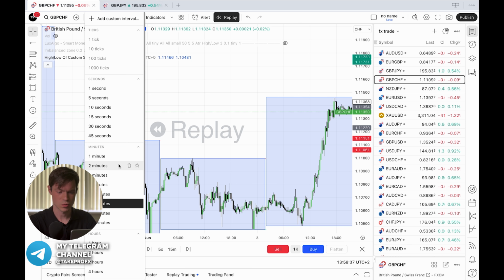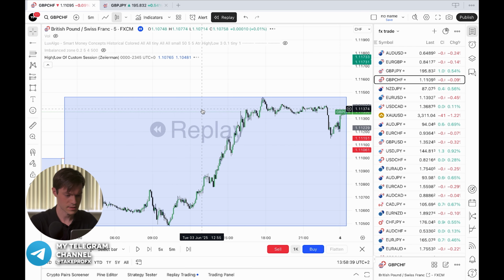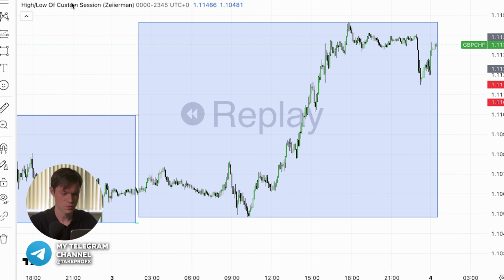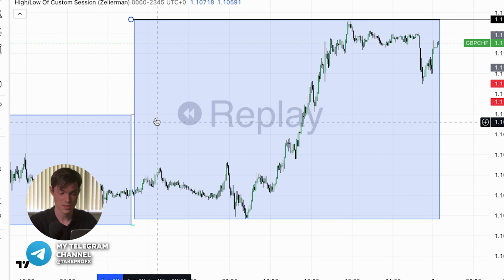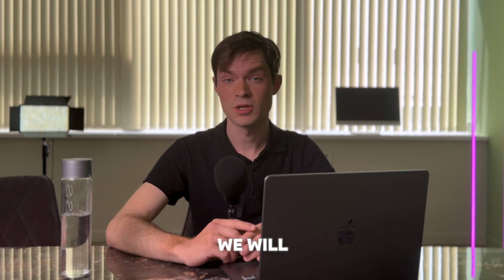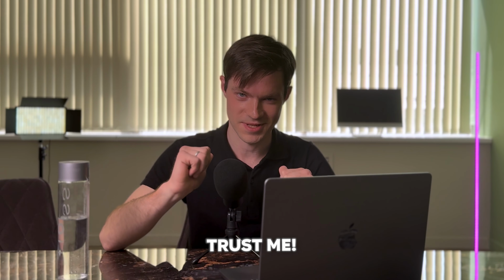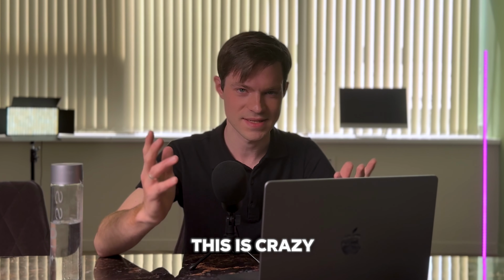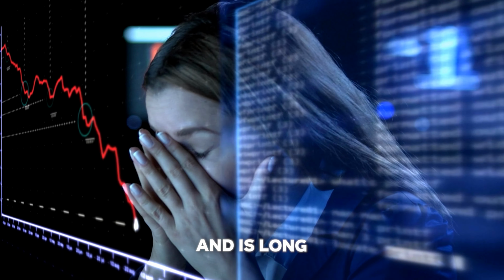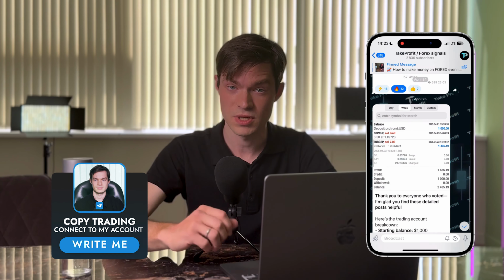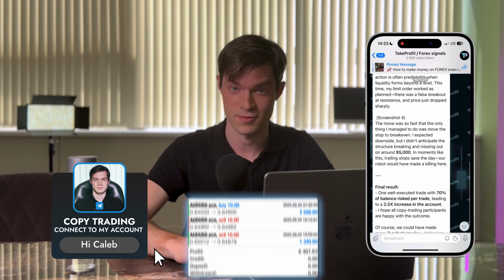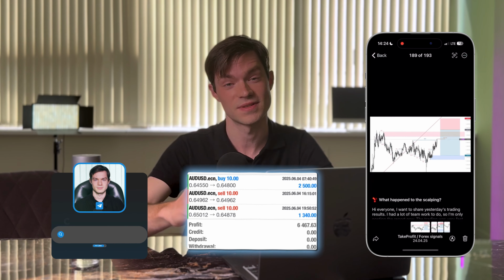Now I'm switching to a 5-minute time frame, and in fact, this rectangle, which we are seeing right now, has a certain maximum and a certain minimum. We will use just one rectangle today to open good profitable positions. Trust me, you may think that this is crazy and that it doesn't work and is long outdated, but I will now demonstrate how I earned more than 6,000 on just 2 trades using this strategy.